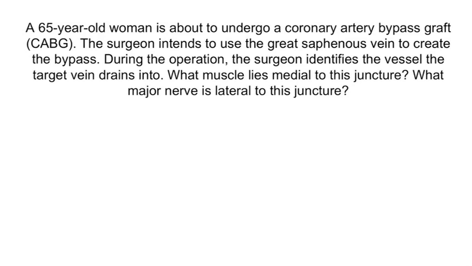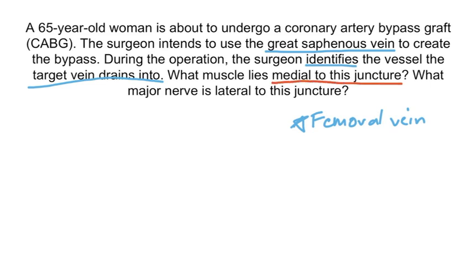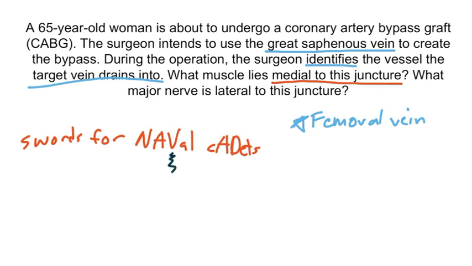Hopefully you noticed that the surgeon identified the femoral vein, because the target vein is the great saphenous vein, and he identified the vessel that the target vein drains into, which is the femoral vein. So now that we've identified the femoral vein, we can answer the first question. What muscle lies medial to this juncture? So the question is really asking what muscle forms the medial border of the femoral triangle. And if you remember swords for naval cadets, you can quickly identify the femoral vein, and what would be medial to that? The adductor longus.